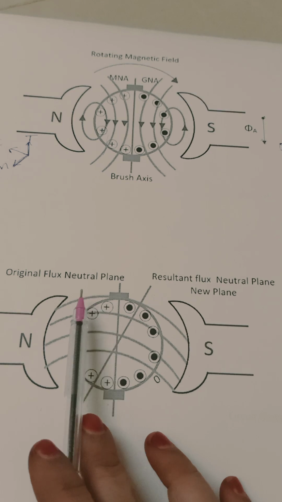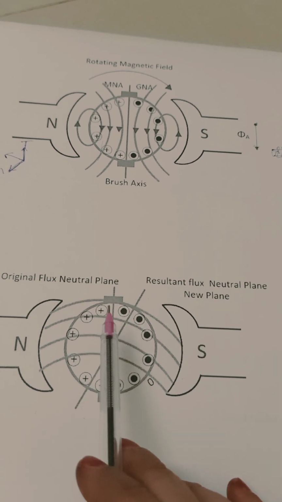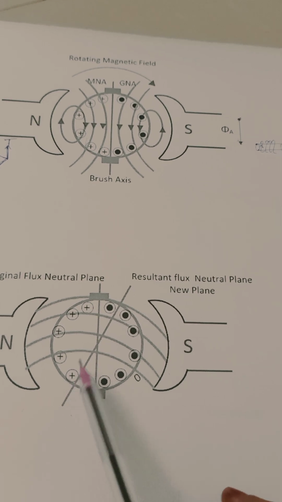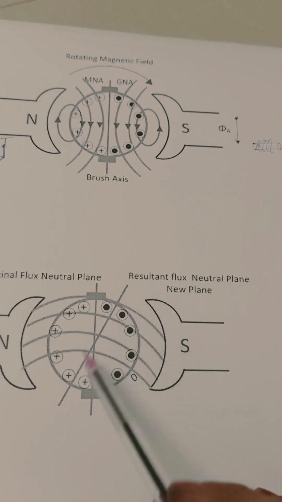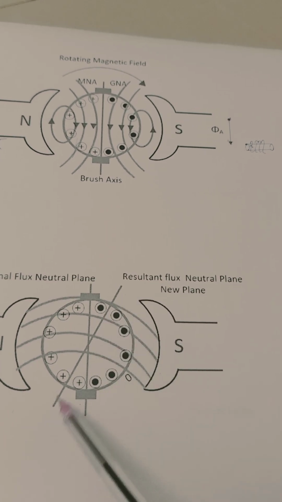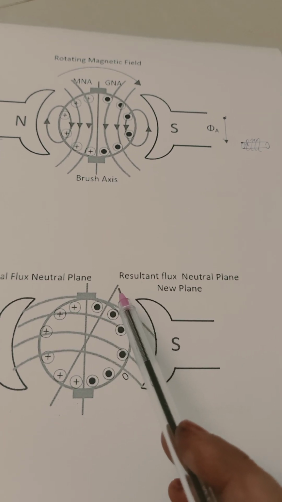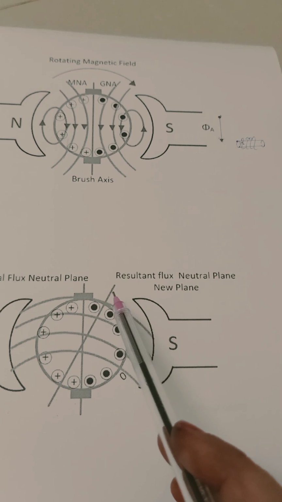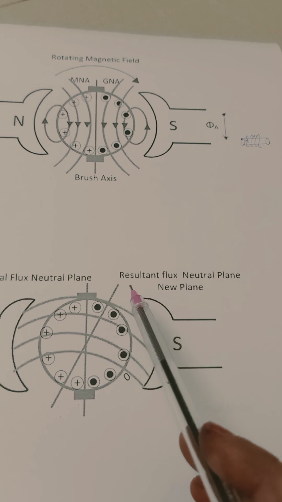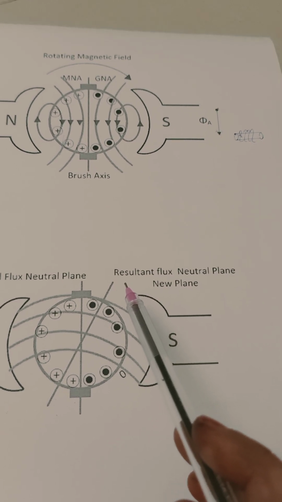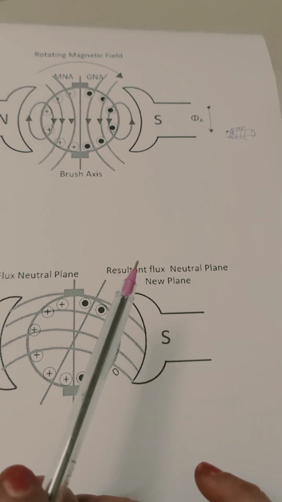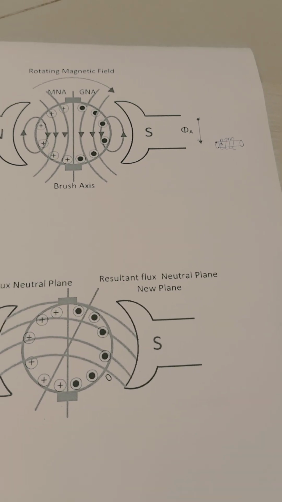The original flux neutral plane was coinciding with the geometrical neutral axis, whereas the resultant flux neutral plane is shown by this line. This is due to the armature reaction. That is, when both the armature flux and the main field flux combine, the neutral axis is shifted here.